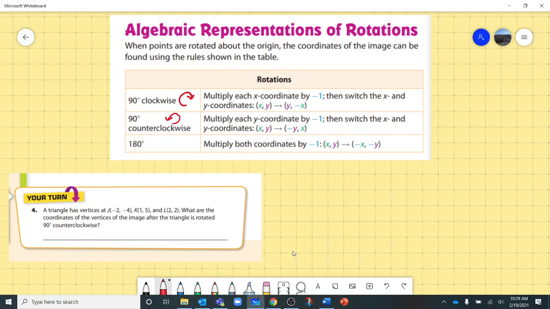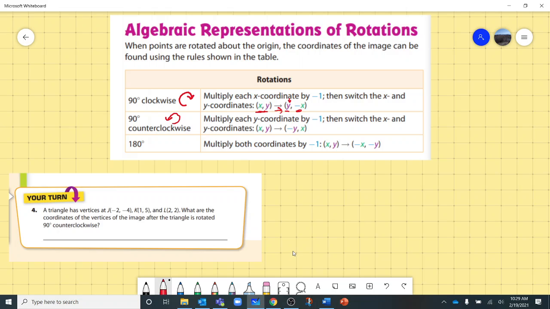So if you're doing clockwise, you multiply each x coordinate by -1, and then you switch the x and the y coordinates. So when they do this, and this is where it gets a little bit confusing, you see they had started with x, y, and then they did their transformation, and they ended up with y, -x.